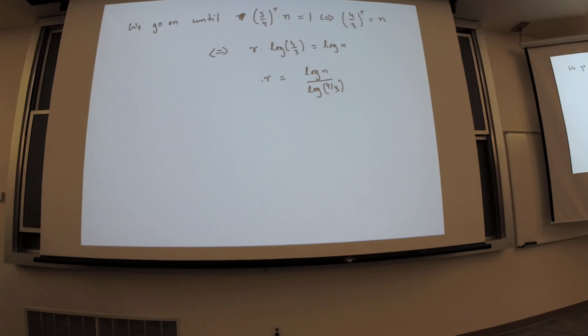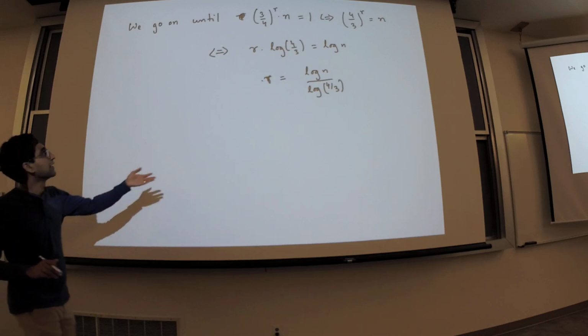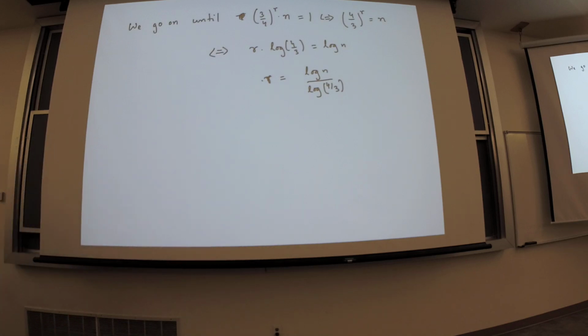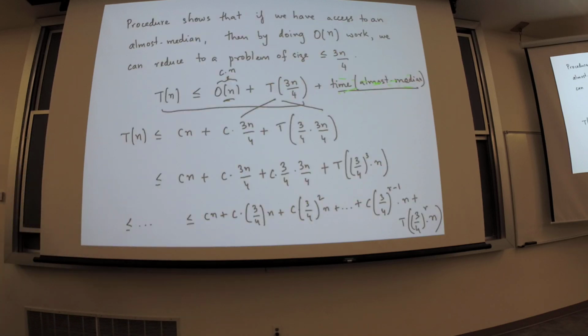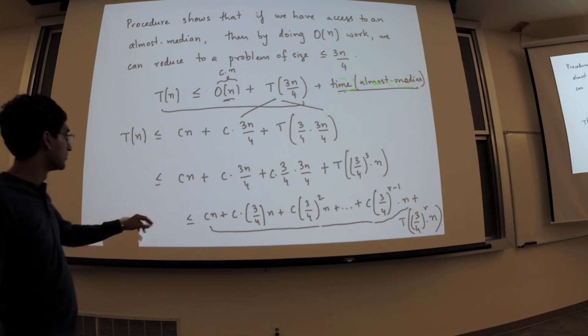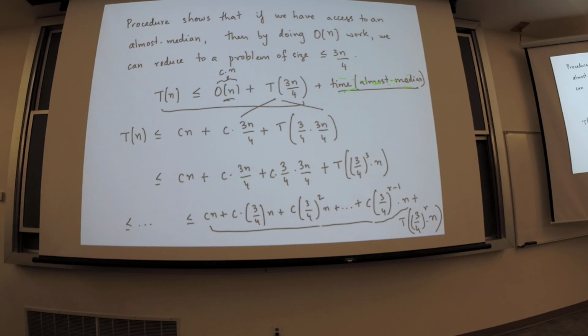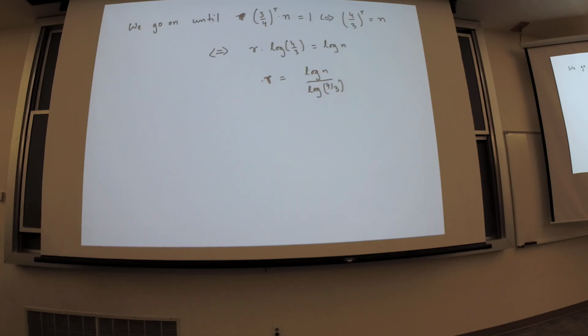So this is good, right? This is what you're going to set r to be if you wanted to get down to the base case. So now what will these terms add up to? Okay, so what are these terms, right? I get P of n less than or equal to.